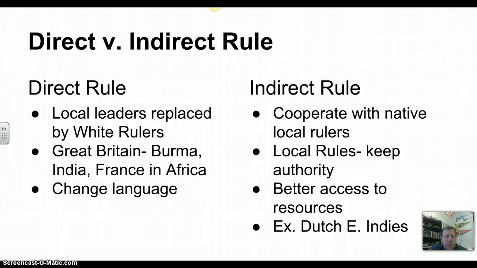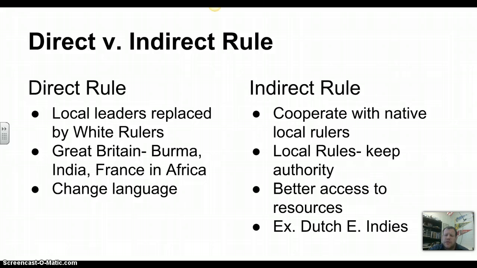The laws are now European rules. They're done in a European language. It goes from being the traditional language of that area to now English or French or German or whatever being the new language of government. So it changes a lot when direct rule happens, when the actual rulers in charge are the leaders from Europe.